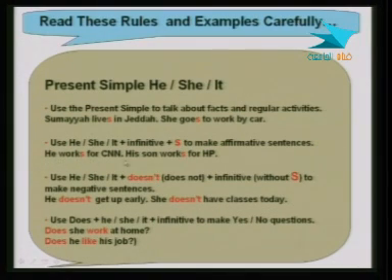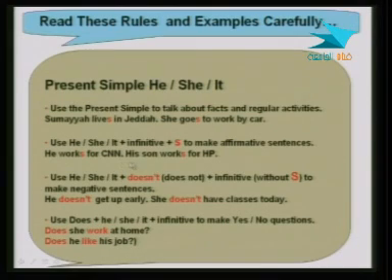So he works for CNN. He works. Notice that here the k is a voiceless sound, and the s here is also voiceless, because it has to agree with the phonetic features of the final sound in the word, or in the verb, work. So he works for CNN. We added an s to the verb; it does not stay as it is. Okay, but the base form is written in black color.